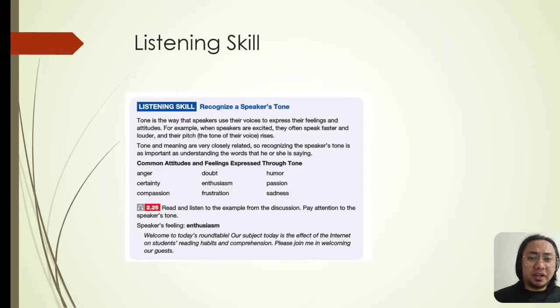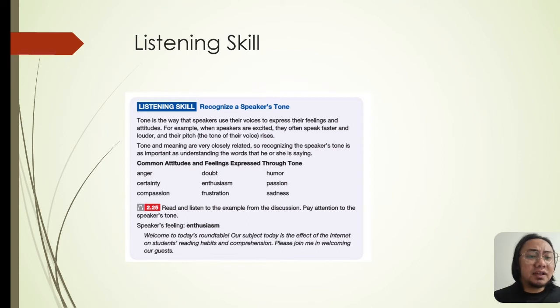Okay, now we're jumping into our first listening skill, and it's recognize a speaker's tone. The book suggested that tone is a way that speakers use their voices to express their feelings and attitude. For example, when speakers are excited, they often speak faster and louder, and their pitch, the tone of their voice, rises. Tone and meaning are very closely related, so recognizing the speaker's tone is as important as understanding the words that he or she is saying.